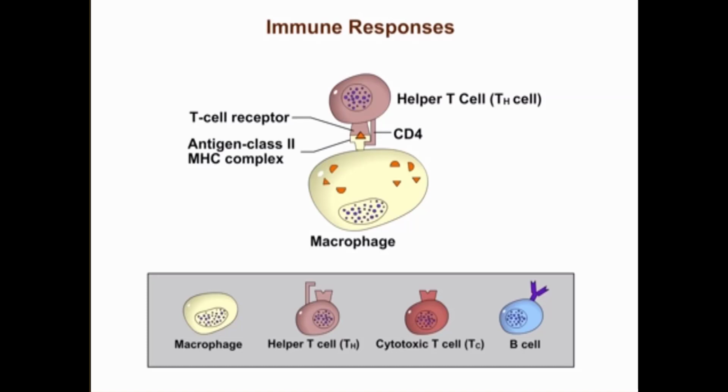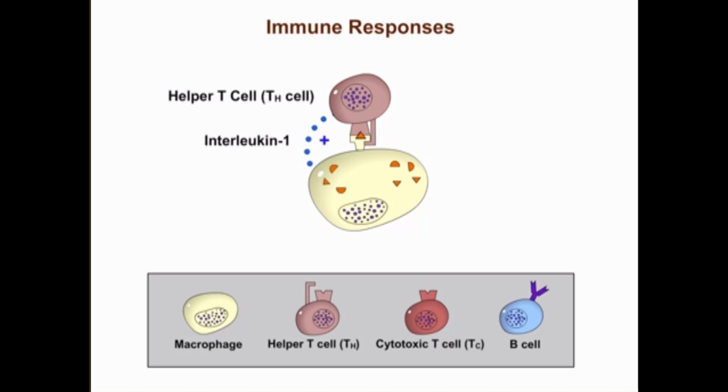Each helper T cell receptor is unique, meaning that only a few helper T cell receptors can bind to the specific antigen class II MHC combination. The helper T cell is stimulated by this contact, as well as by the cytokine interleukin-1. The macrophage produces and secretes interleukin-1. Both interleukin-1 and contact with the class II MHC molecules stimulate helper T cells to grow and divide into many cells with the same specific receptors.